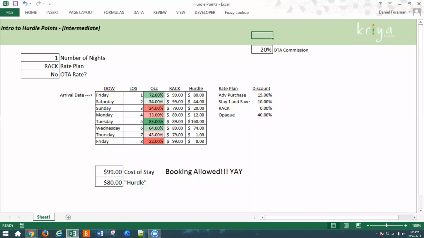It's an intermediate video, and it's going to be covering hurdle points, what they are, what their applications are, and then running through a couple of examples. So what is a hurdle point?